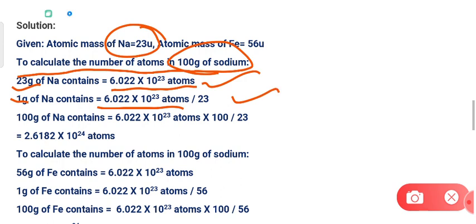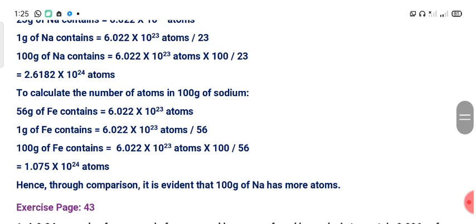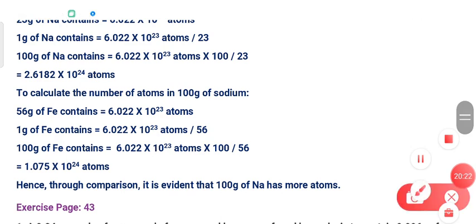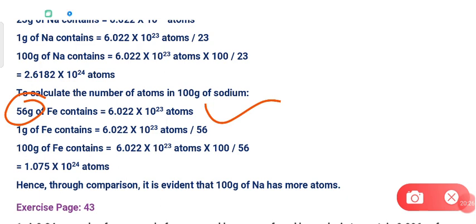And if we want to find out the number of atoms in 100 gram of sodium, then 6.022 into 10 to the 23 atoms into 100 divided by 23, and the total number of atoms becomes 2.6182 into 10 to the 23 atoms. So in the same way, we will find out the number of atoms in 100 gram of iron. We know that 56 is the molar mass. That means 56 gram iron will contain this much number of atoms. So the number of atoms in 100 gram is this much, as we have calculated here.